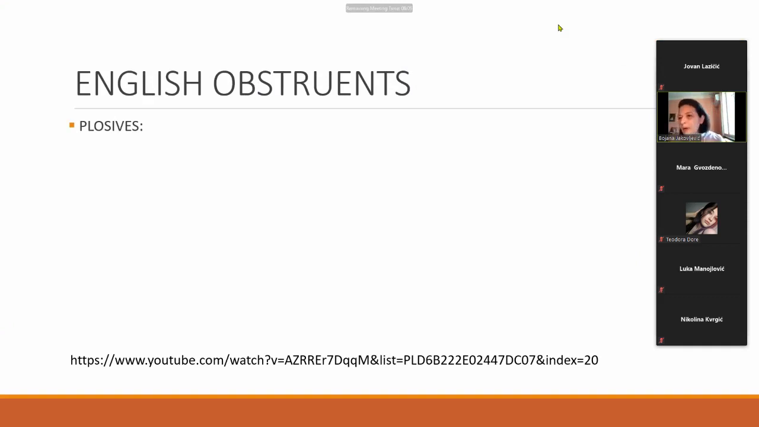If I tell you that P and B are plosives, for example, can you tell me what happens in the articulation? Well, airflow is completely stopped for a moment. Then when it's released, it creates a sound like an explosion.